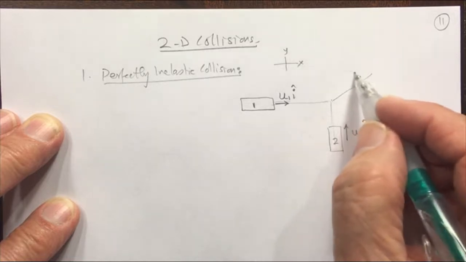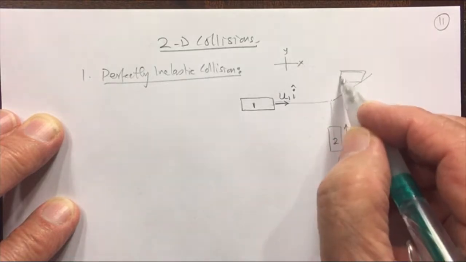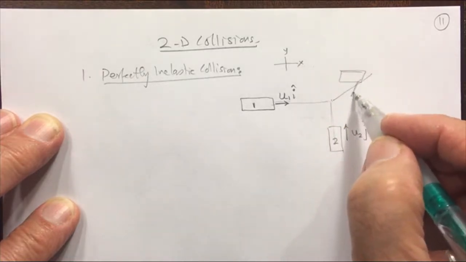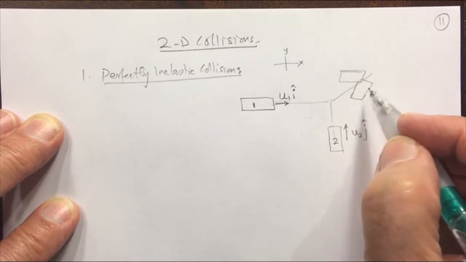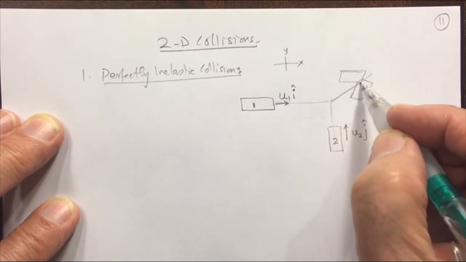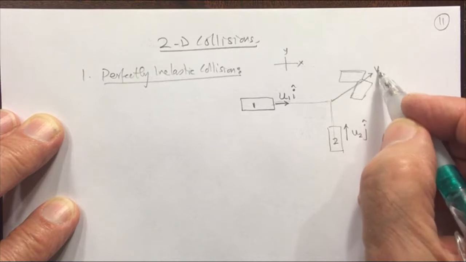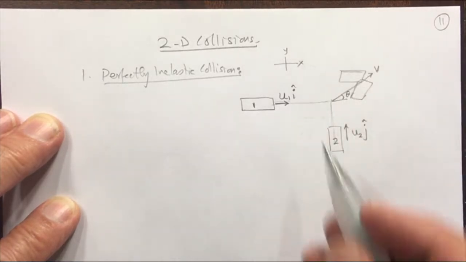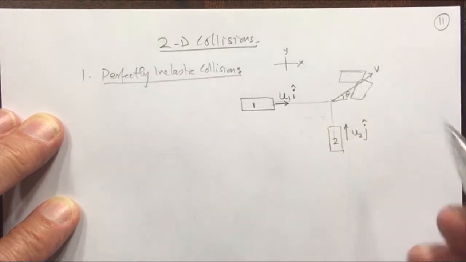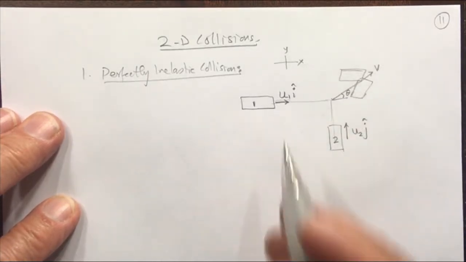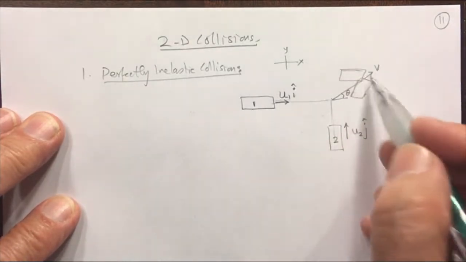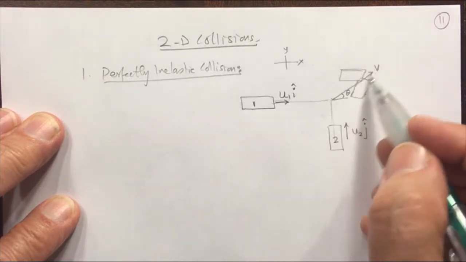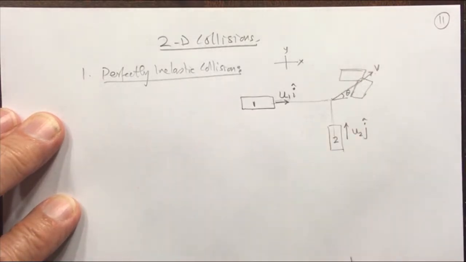They have a collision here, and they both move off at some angle, but they go off together, so they're sort of crushed and stuck together, and they move off in this direction at some velocity v at some angle theta. And the question is, what is v and what is theta? Because we have 2 objects and the result is one object moving together, it's a perfectly inelastic collision.